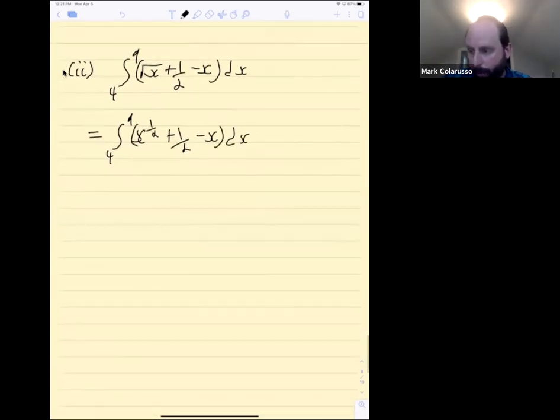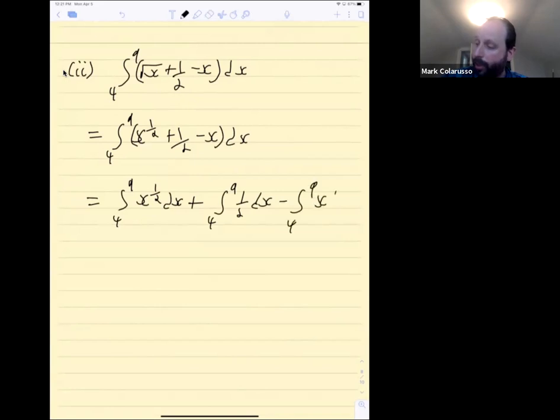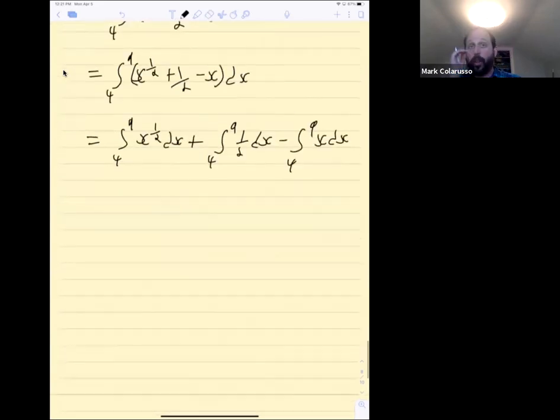Now we can use our sum and difference rule for definite integrals. So the integral from 4 to 9 of x to the 1/2 dx, plus 1/2 times the integral of 1 from 4 to 9 dx, minus the integral from 4 to 9 of x dx. And these are all fairly easy antiderivatives, right? Each piece is quite easy.